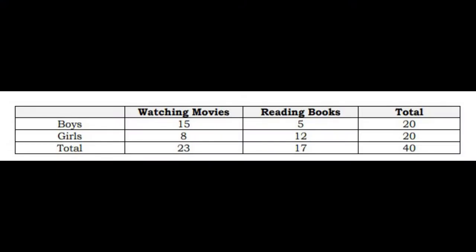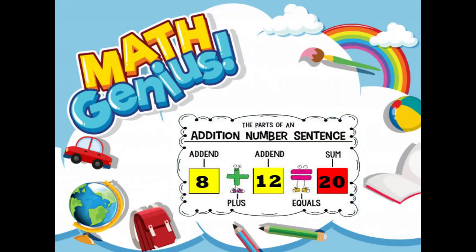For girls, there are 8 who love watching movies and 12 girls who love reading books, for a total of 20 girls. 8 + 12 = 20. 8 is the addend, 12 is the addend, and 20 is the sum.